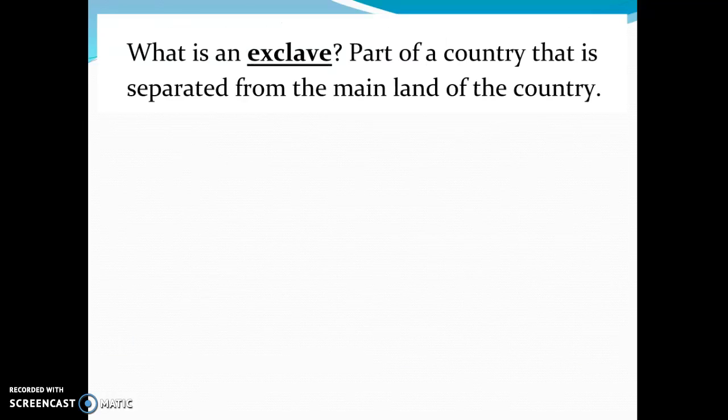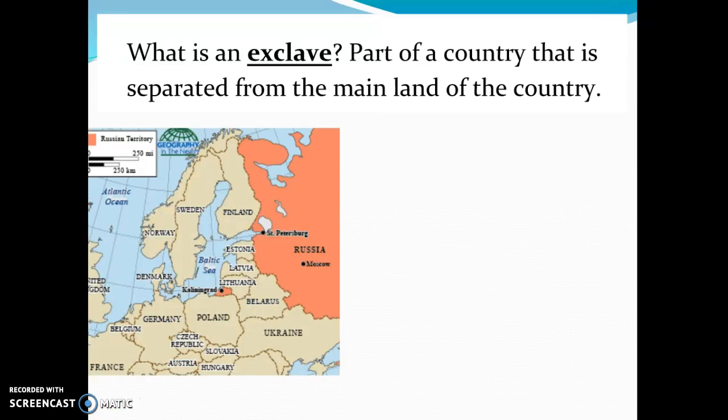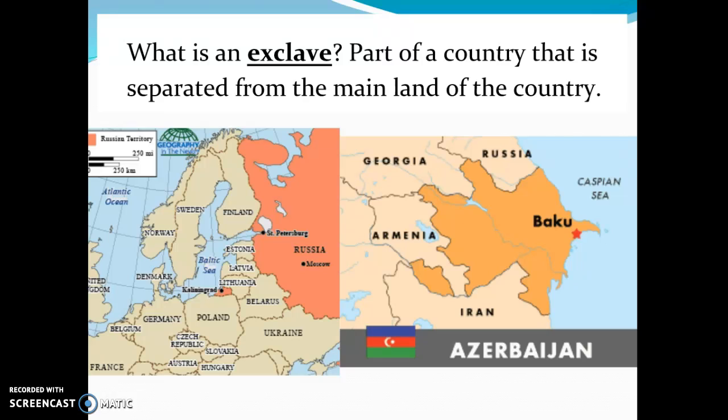An exclave is a part of a state that is separated from the mainland of its state. So a really good example of this is Russia with Kaliningrad. Kaliningrad is apart from the rest of Russia, and it is actually separated by land, and so it would be considered an exclave. If you look again at the prefix ex, it means out. Think of the word exit or external. Azerbaijan is another good example of it. They have an exclave that is separated by Armenia, separating it from the mainland of Azerbaijan. Another good example of this is Alaska. Alaska is an exclave of the United States, separated, of course, by Canada.